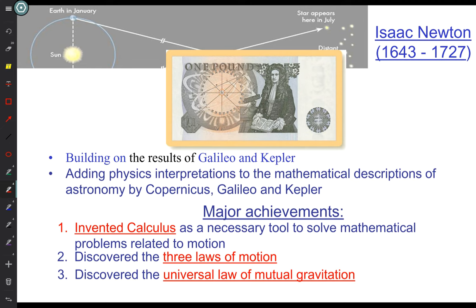And so during that time, he started thinking about things, and he came up with 3 laws of motion that we're going to go through here. And he came up with an understanding of how gravity works.